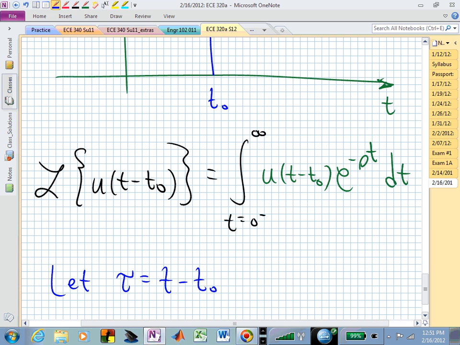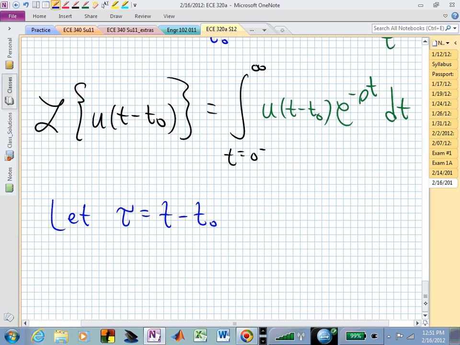If I let tau equal t minus t naught, what's the differential of tau? T naught, remember, was a fixed quantity. We differentiate that, and it's 0, so d tau is just dt. So whenever we see dt's floating around, we'll simply replace it with d tau.